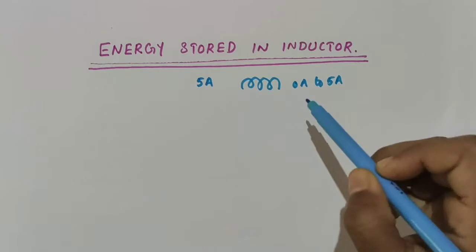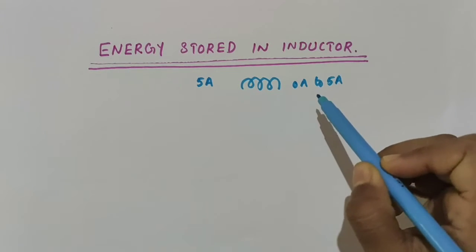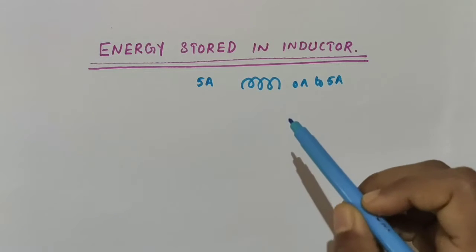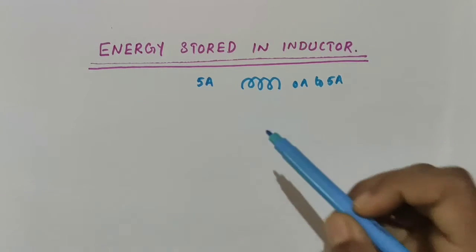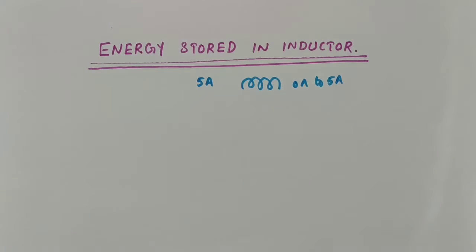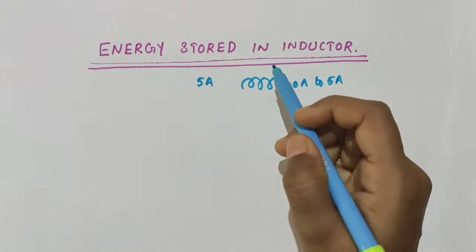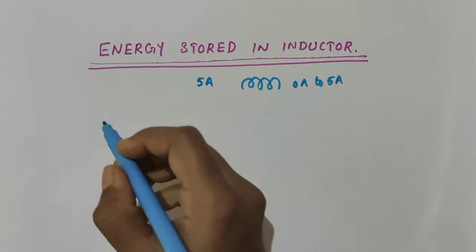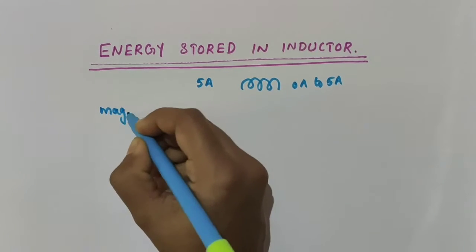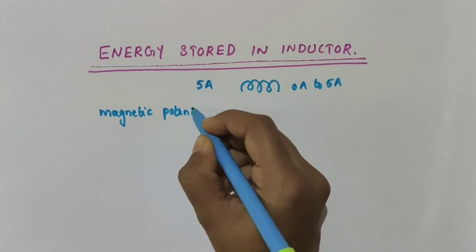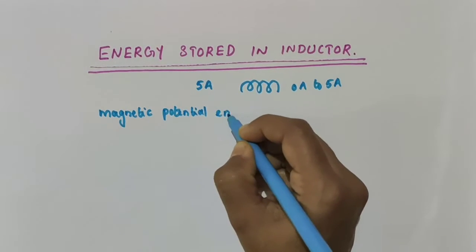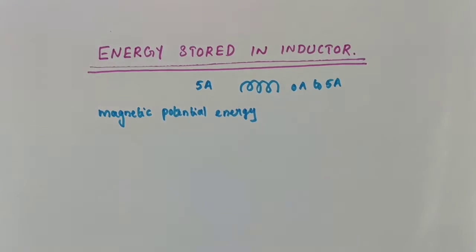So to establish a current in the coil, some work needs to be done against the back EMF because that opposes this change in current. This work done is actually stored in the form of magnetic potential energy in an inductor.